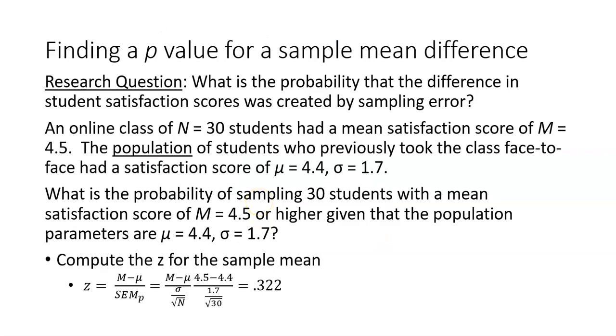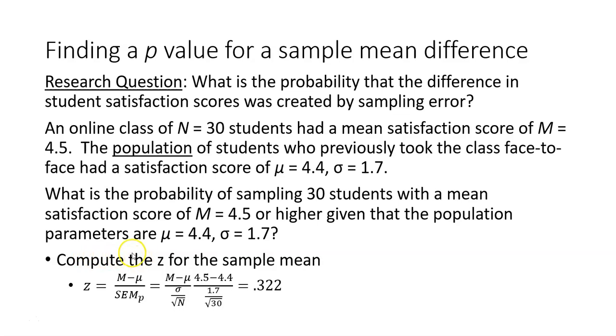So this is the same situation. And what we're going to do here is answer that research question by using the z-score computation that you already know with a slight modification. So here is the research situation described in words. We've got an online class with 30 kids in it. Their mean satisfaction score is 4.5. And I want to compare that sample of scores to the population of every other student who's ever taken that class before. And there are their parameters, 4.4 and 1.7. And then this is the research question just worded slightly differently.